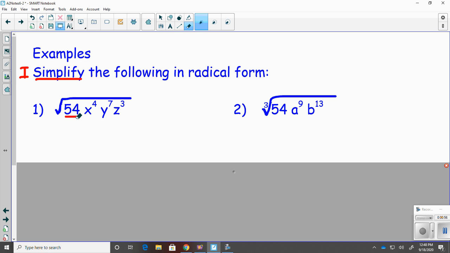After you make that call, then you are to find the highest perfect square number that will nicely divide into 54. So numbers like 4, 9, 16, 25, 36, and so on. In this particular problem, 54, the highest perfect square that will divide into it would be 9. So you're going to write 54 as 9 times 6.